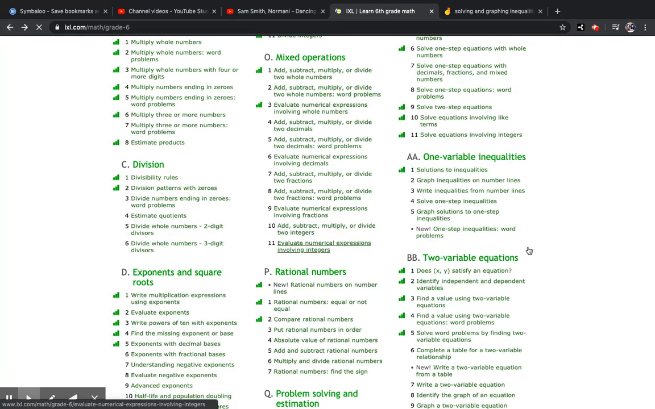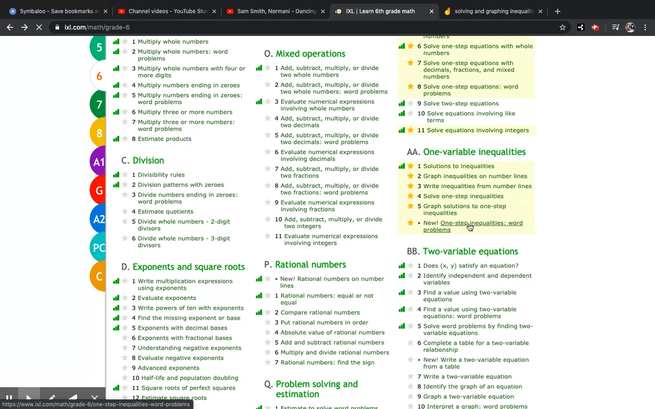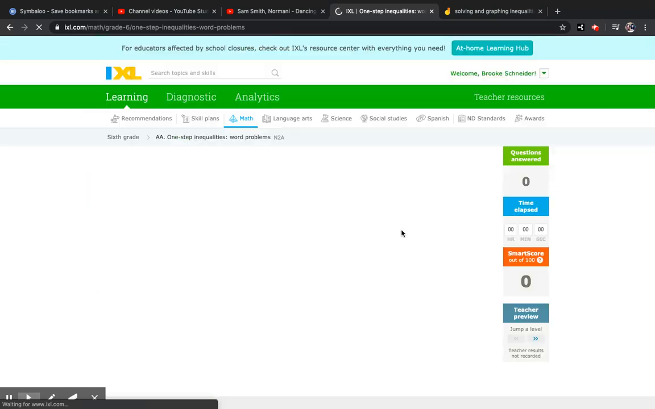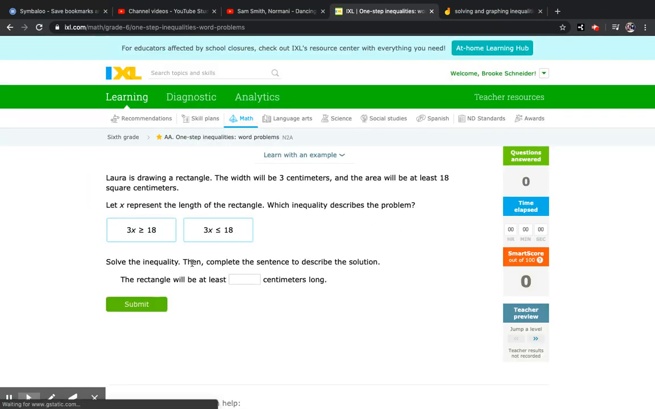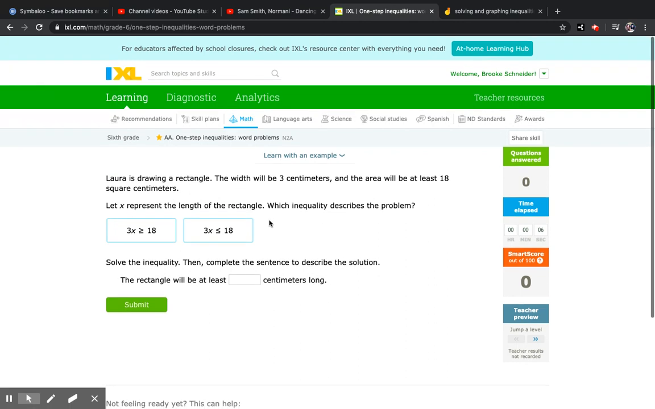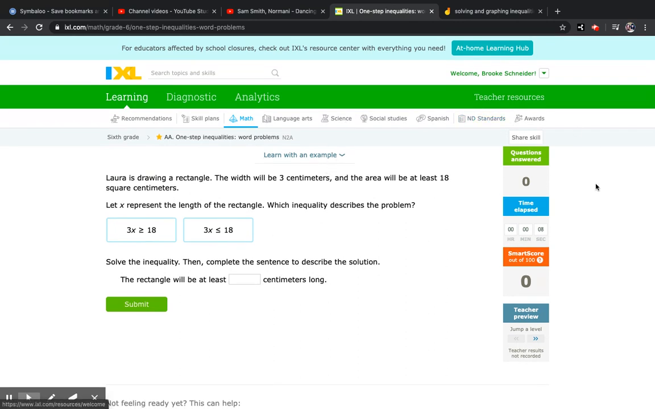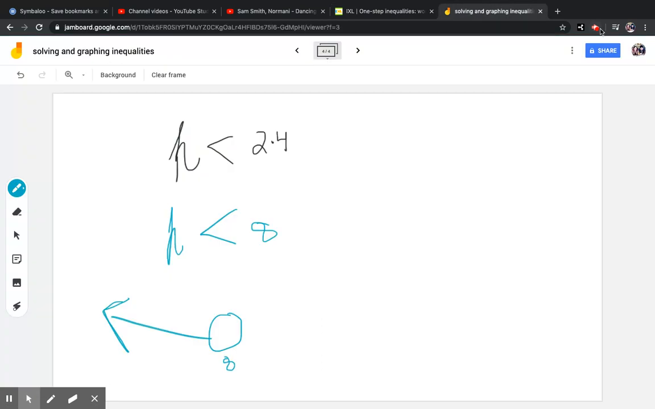You may think that these don't really have a purpose, but if you look at these one-step inequality word problems, you can see where these kind of come into play in the real world and why these are even a thing. So this one might just be plain geometry. There's all kinds of examples though of real world problems with inequalities. So there we go. That is our finale.